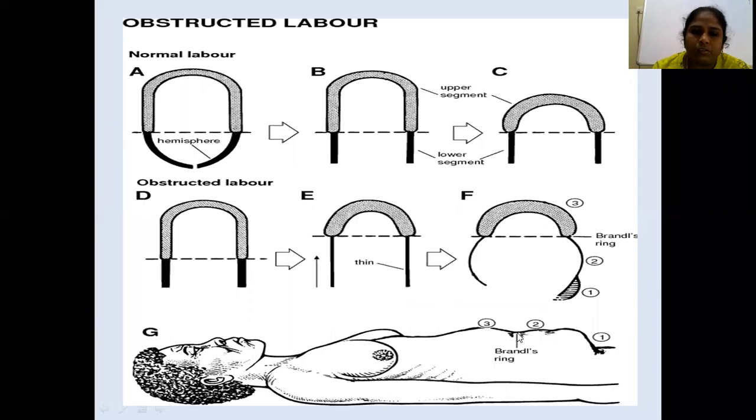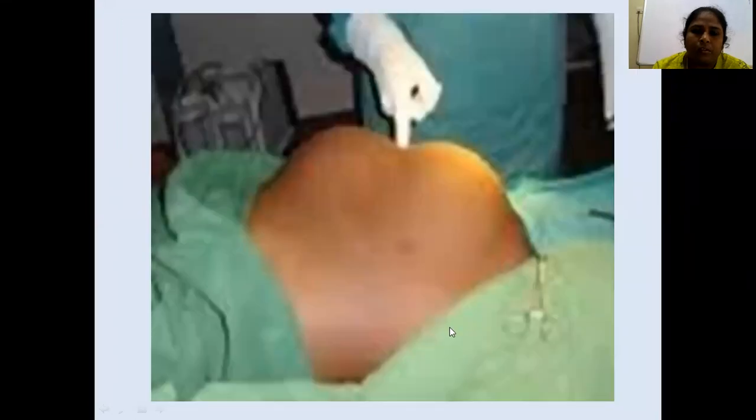This is the Bandl's ring. See in this picture, this is a clinical picture. Uterus, this is the upper segment, lower segment, and here the Bandl's ring has formed. Clinically it looks like this, and here the bladder also has distended and it has entered into the abdomen.